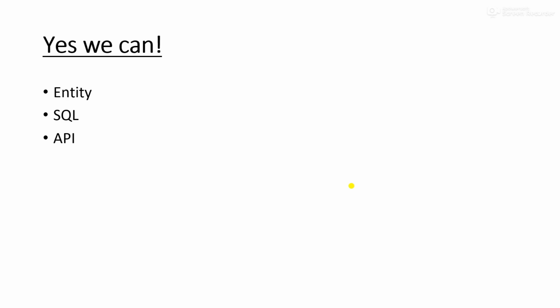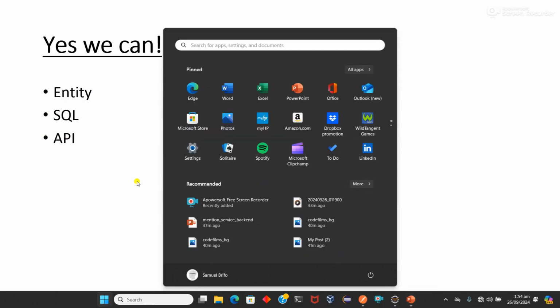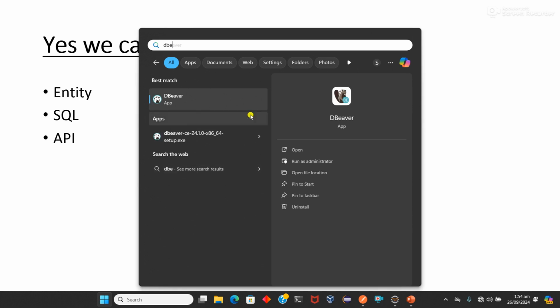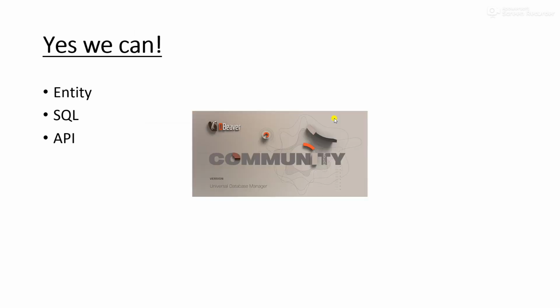All right, so let's go ahead and get straight into the technical details. We'll start with understanding the entity, SQL, and also the API. But let's start with the entity first. So first things first, let's open our database. I'm using the Beaver client to authenticate into a Postgres database.